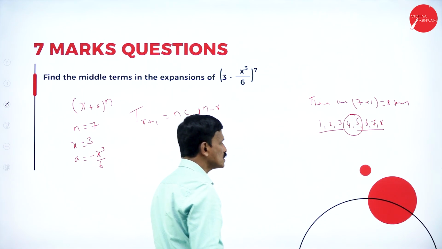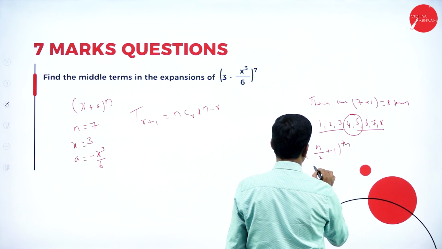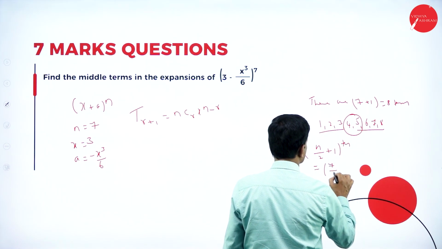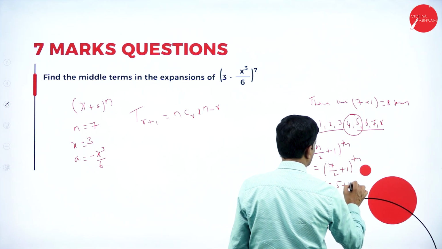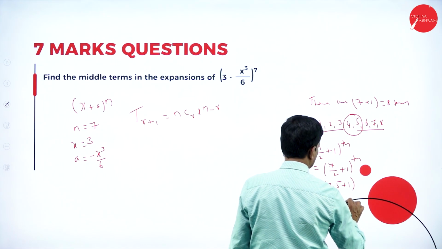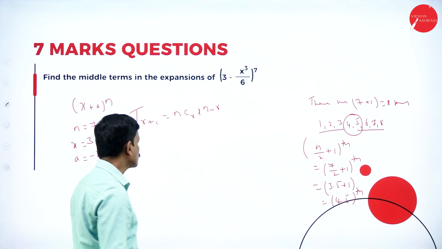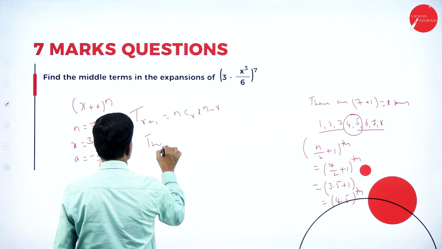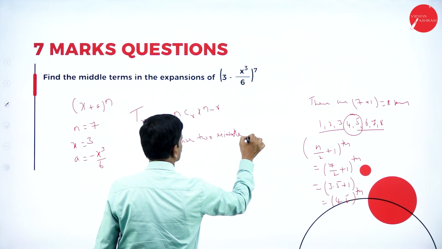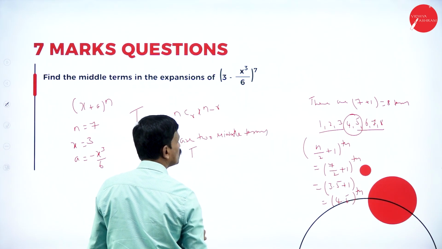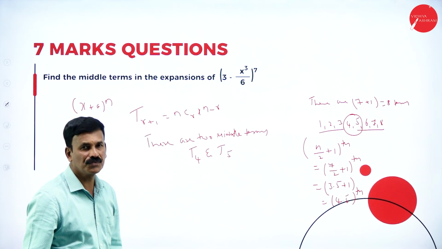So the 4th and 5th, that is nothing but the (n/2)th and (n/2 plus 1)th term. What is n? n is 7, so 7 by 2 plus 1 is 3.5 plus 1, that means 4.5. So there are 2 middle terms, the 4th and 5th term. The middle terms are T4 and T5. Find out the 4th and 5th term, that's all.